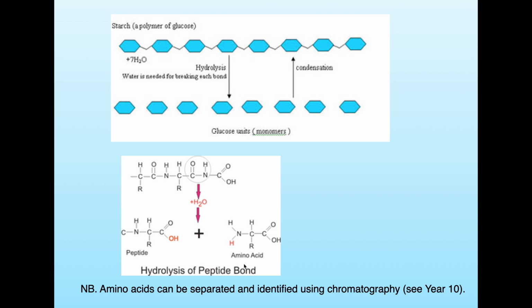One thing to remember, and the book talks about this again, amino acids can be separated and identified using chromatography. We saw that in year 10, and you can practice it again. So there's quite a complicated technique, but you break up the proteins into amino acids, and then you separate them using chromatography, and you spray them with a locating agent, and you can see their RF value, and you can identify the amino acid. You'll revise that when you look through the book questions.